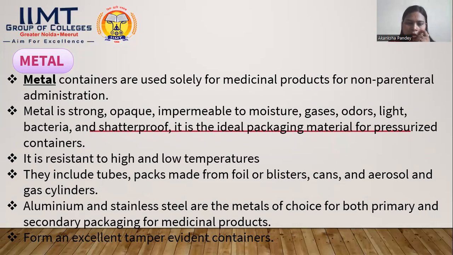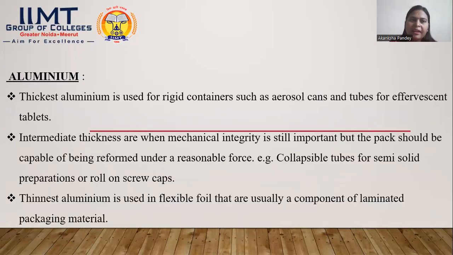The metal we use first is aluminum. We use three kinds of aluminum: thickest, intermediate, and thinnest. The thickest is used for rigid containers such as aerosols. If you have ever seen aerosols, the spray bottle preparations, that is what they are called. For the aerosols we use the thickest aluminum.